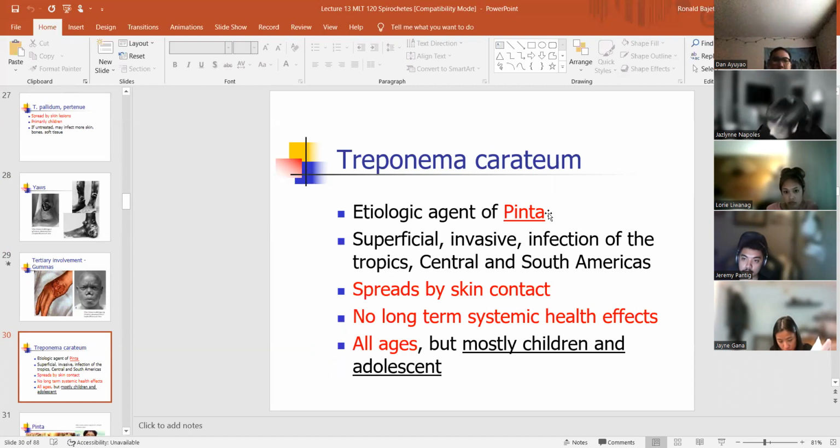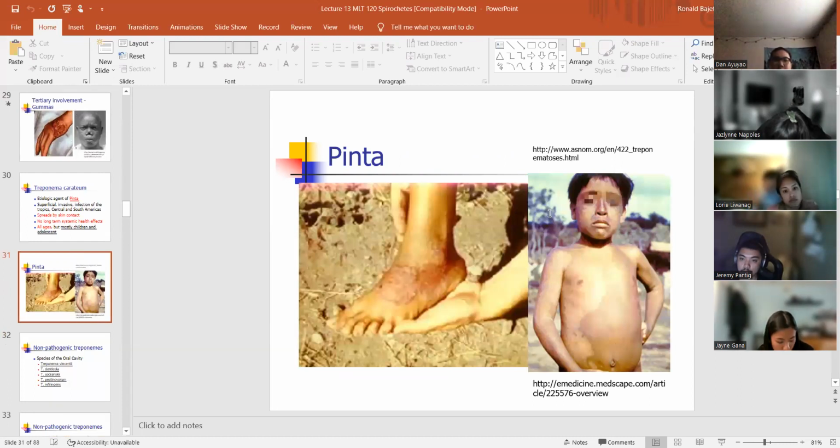Superficial infection of the tropics, Central and South America. So it's around the same latitude. Spread by skin contact. It has no long-term systemic health effects. So you get it, but it's not really life-threatening. Affects all ages, but mostly children and adolescents. Okay, so basically, it's safe to say it'll affect children. Pinta can be found in adolescents, older children. And this is pinta.